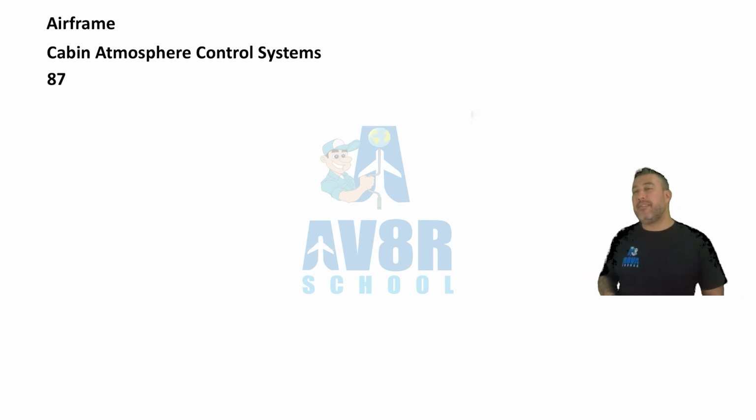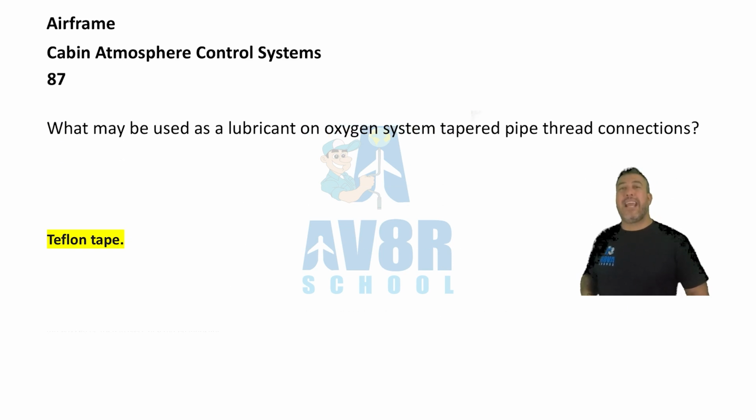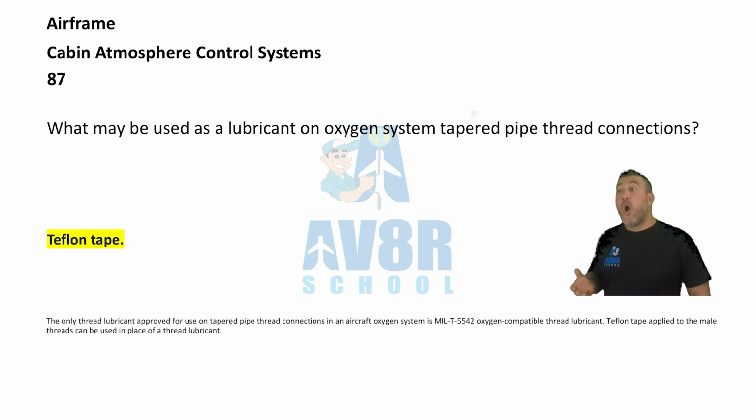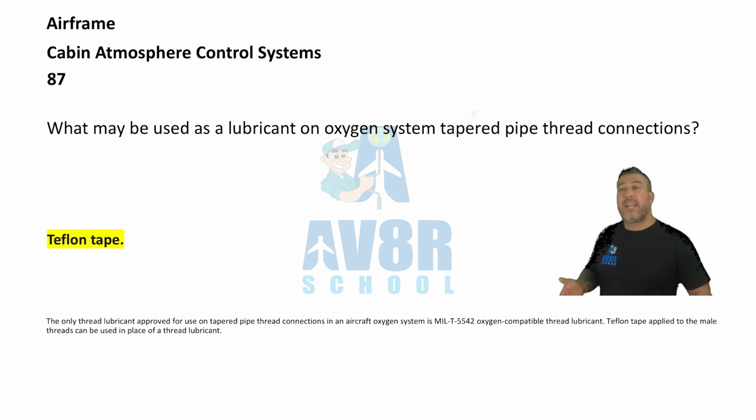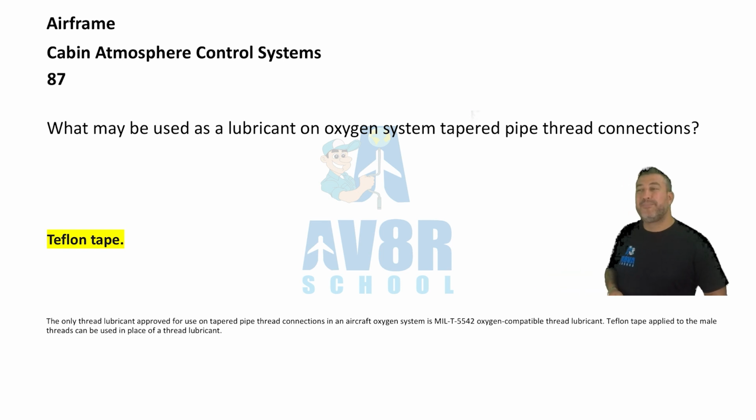Number 87, Teflon tape. What may be used as a lubricant on oxygen system tapered pipe thread connections? Teflon tape may be used as a lubricant on oxygen system tapered pipe thread connections.